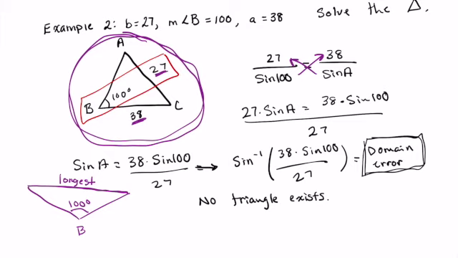That would look like a triangle like this. It wouldn't even be connected because you'd have one length out here way longer than the other. So that's impossible for us to have. Therefore, no triangles exist. So again, if you get a domain error, it means that no triangles exist. Another quick way to check is to make sure: if this is my largest angle, is my longest side across from my largest angle? If not, again, no triangles exist.